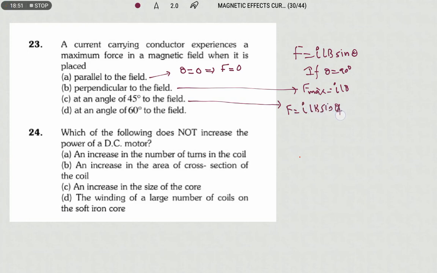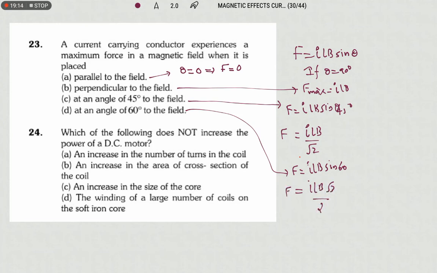So ILB sin 45, the value of sin 45 is 1 by root 2. So ILB by root 2 is less than ILB only. Next, if it is placed at 60 degrees, F is equal to ILB sin 60. Sin 60 value is root 3 by 2, so ILB root 3 by 2 is also less than ILB. Therefore, the force experienced will be maximum when it is placed perpendicular to the magnetic field.